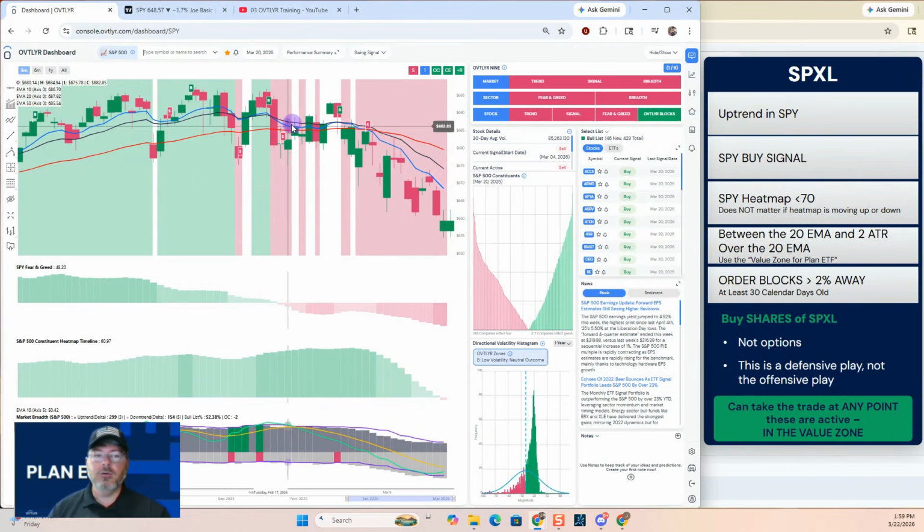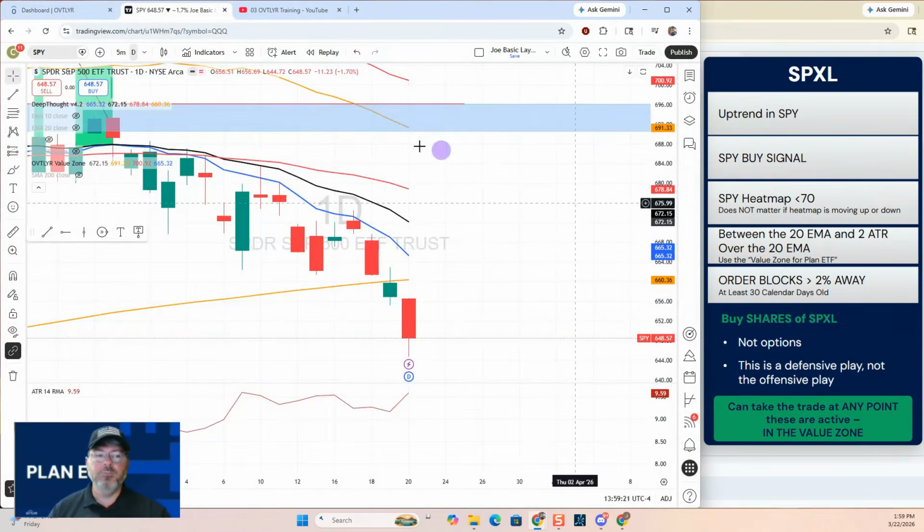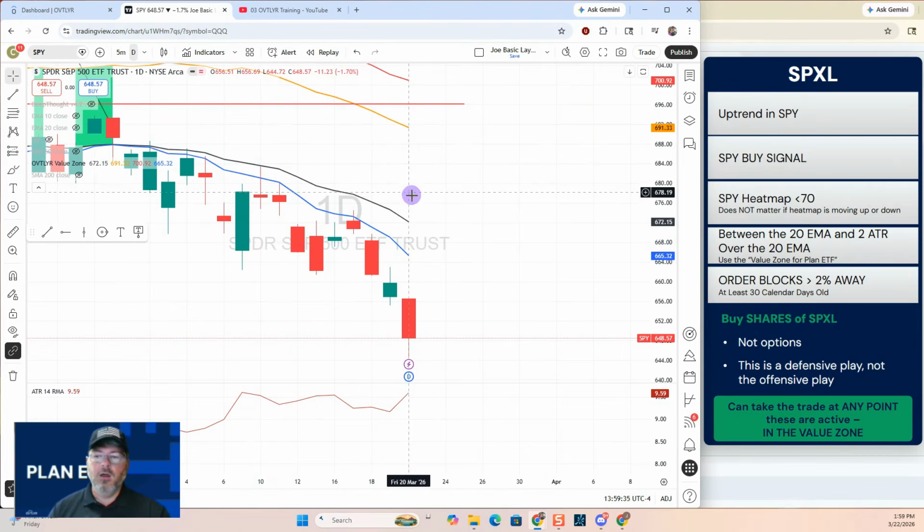For the next two signals, we're back into TradingView. All right, we have SPY. We have our Ovtlyr Value Zone. Okay. Is the price between the 20 EMA and 2 ATR? Let's hide the DT. Okay. Current price is below the 10. It's below the 20. So it is not going to pass. Where would that price have to be? It'd have to be between the 20 and 2 ATR above the 20. So it would have to be right in here. And it would be colored green, just like this, if the price was in there, but it isn't.